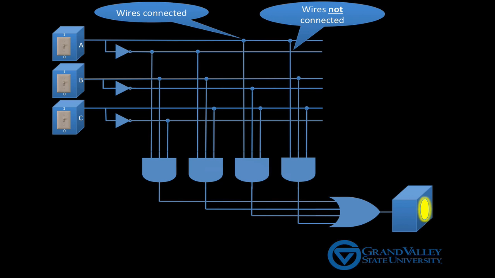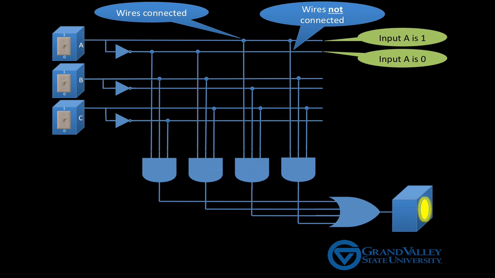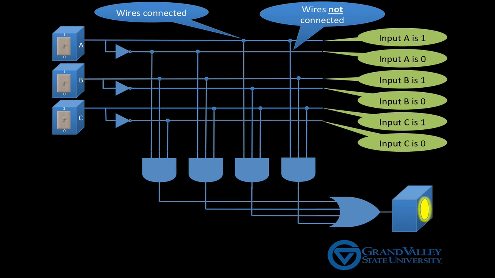Now, let's look at the claim each wire makes. The horizontal wires at the top make claims about the values of the inputs. The very top wire claims that input A is 1, whereas the NOT gate means that the second wire from the top is claiming that A is 0. And likewise for the other 4 horizontal wires.